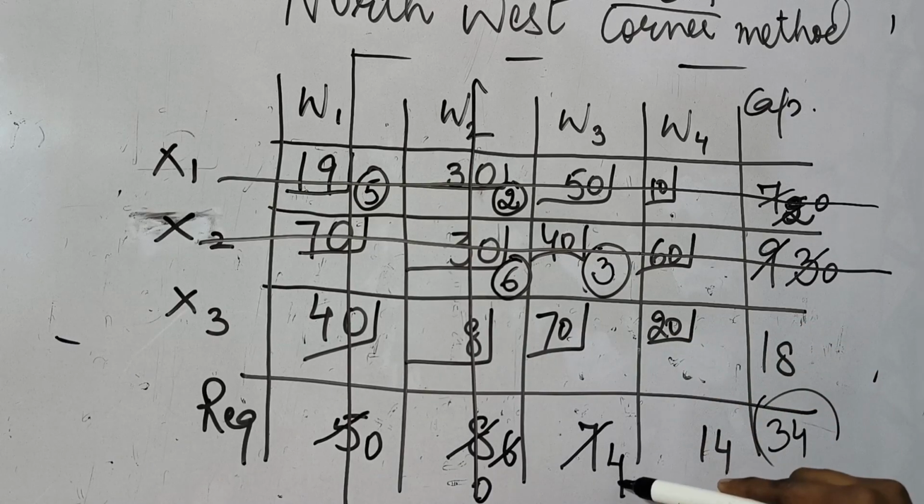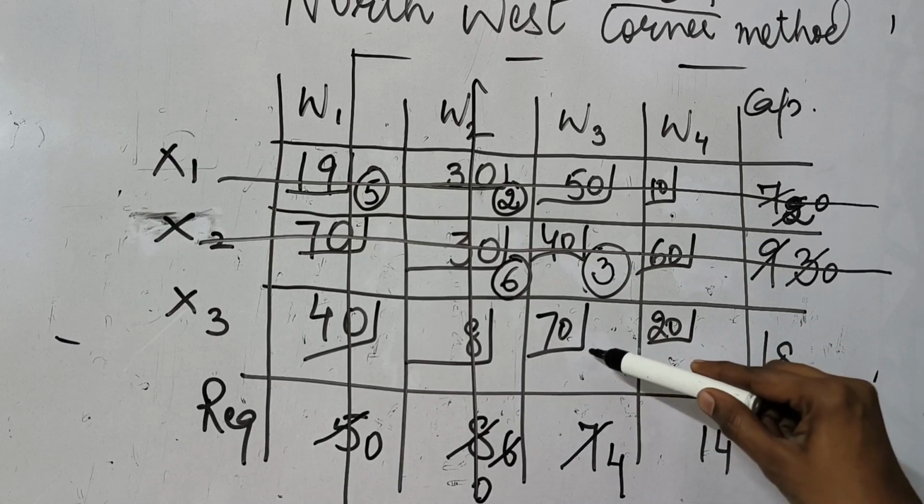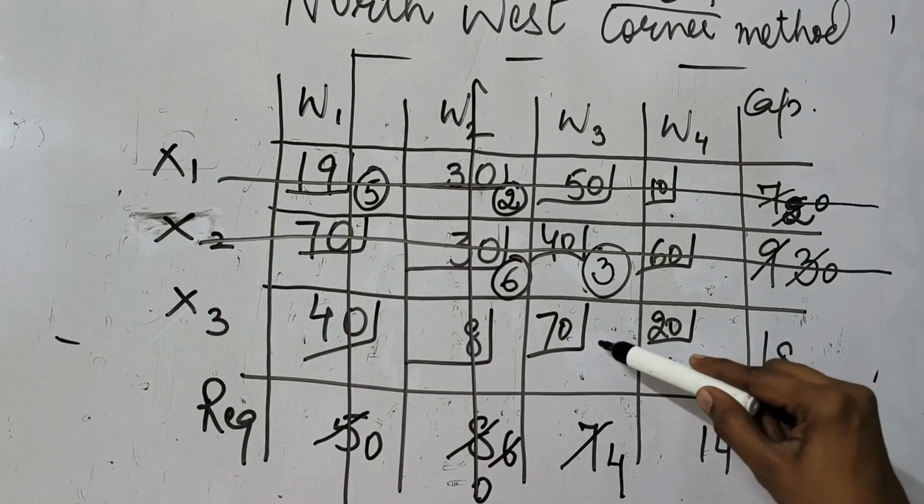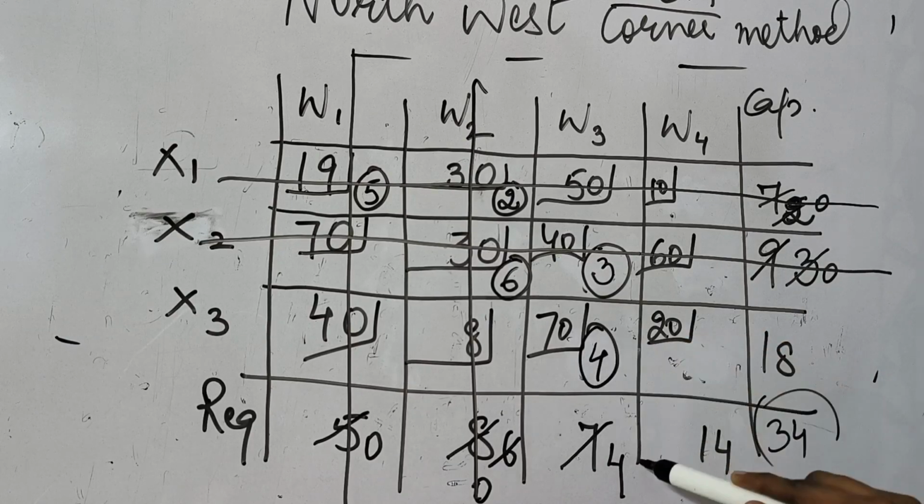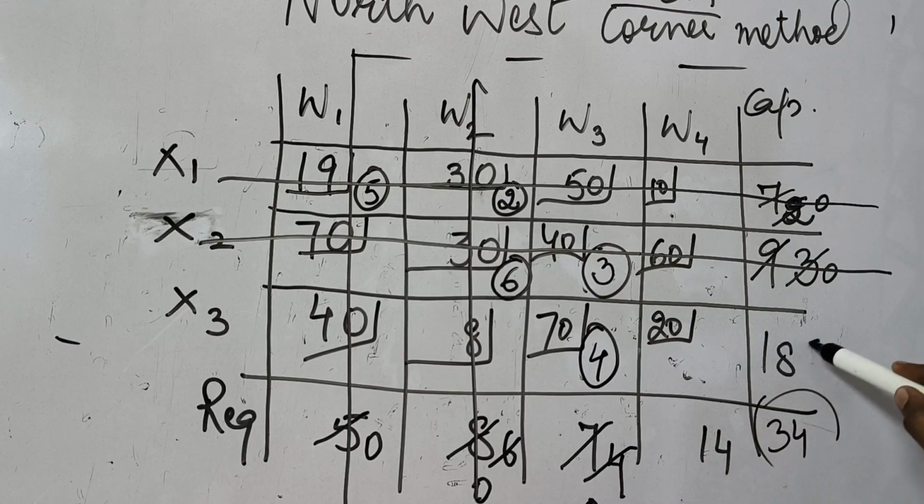So in front of this 4 is the requirement while the availability is 18. So I can give here only 4. So again I will delete this. It will become 0, and 18 minus 4 will be 14. Now I have to delete this.